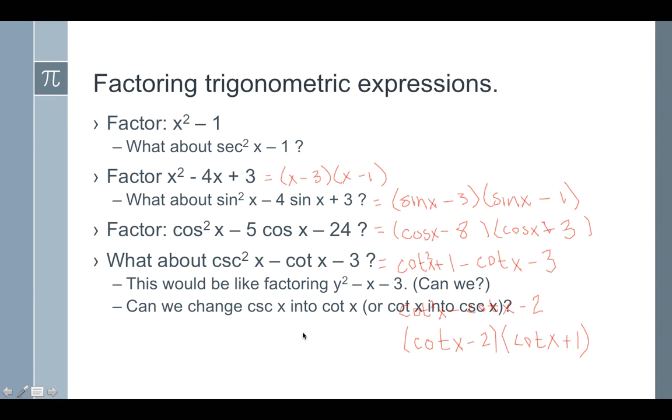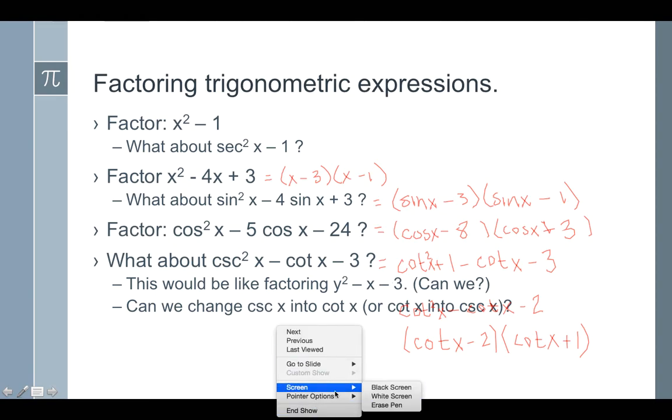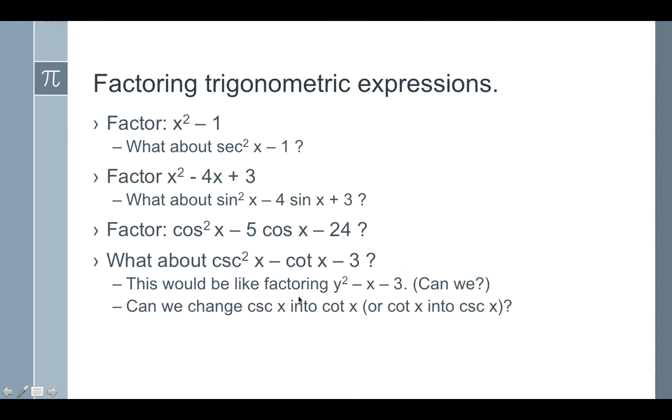Okay, so this is what I was just talking about there. You can change cosecant squared, that's actually what I meant to say, so write that in there. You can change cosecant squared into cotangent squared, or basically cotangent squared into cosecant squared, but we don't really want to do that.